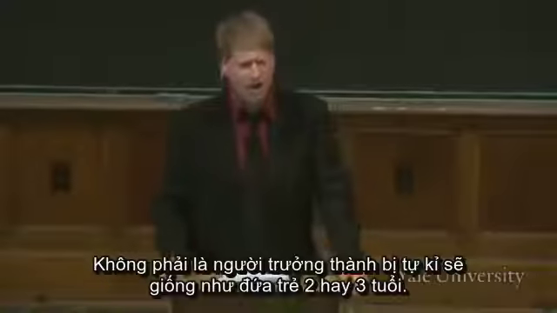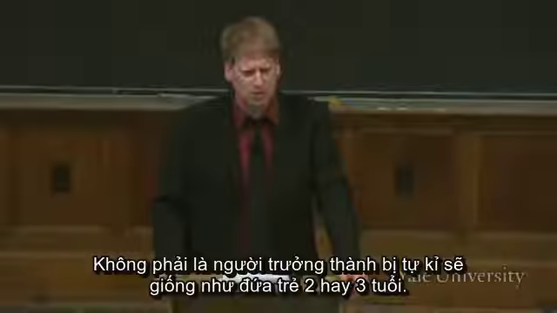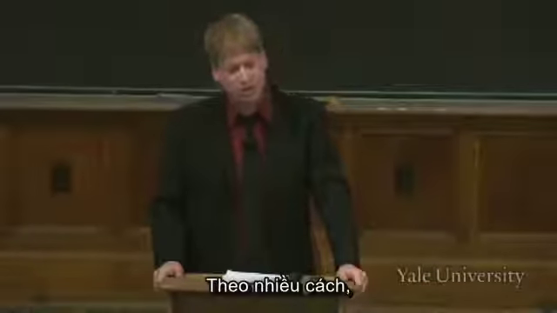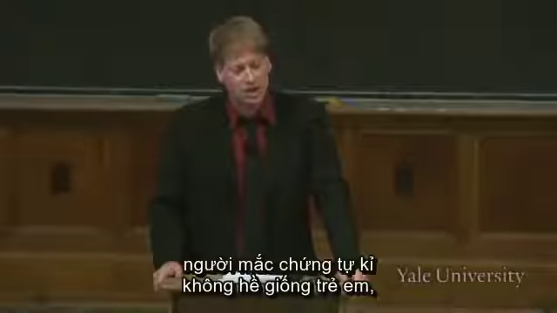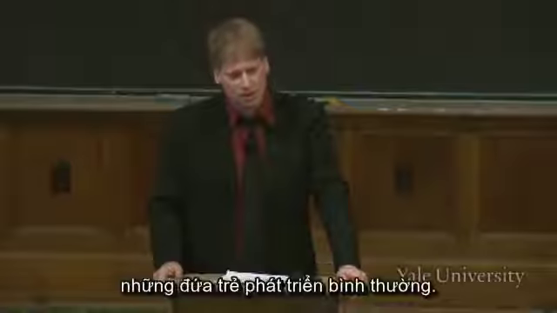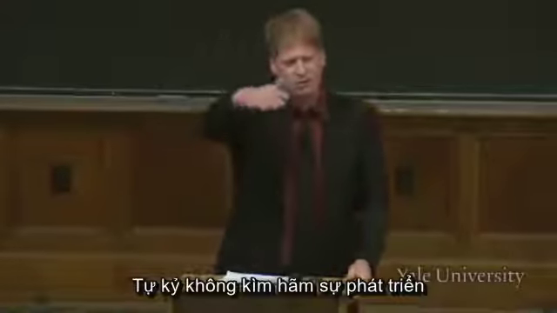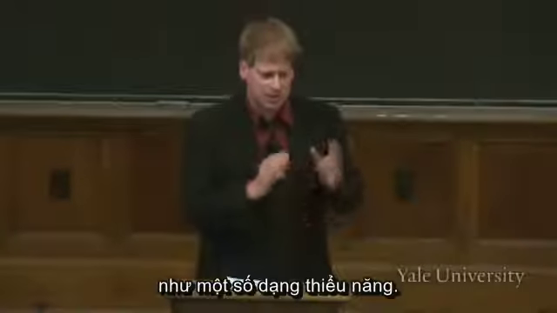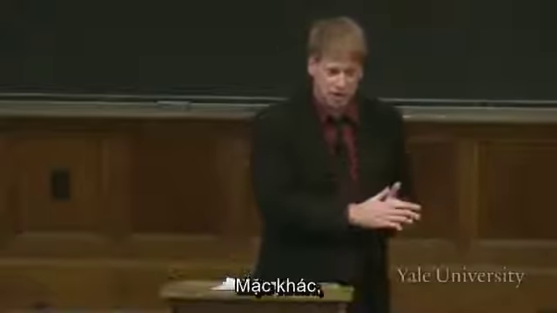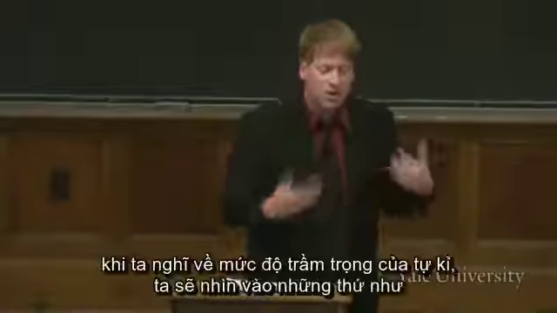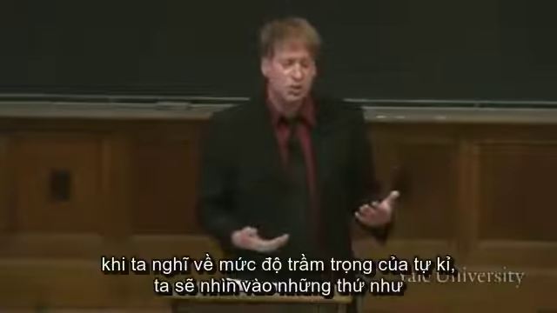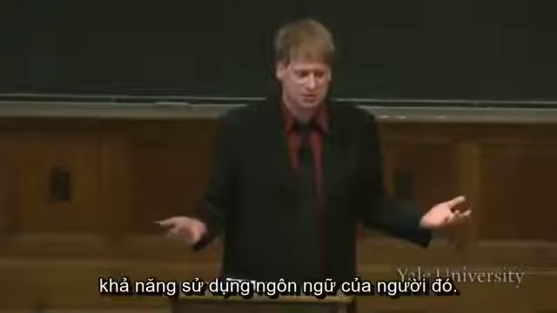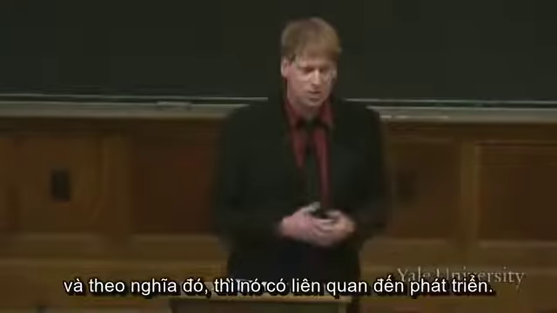So it's not like an adult with autism is like a 3-year-old or a 2-year-old. In some ways, somebody with autism isn't like any child at all, any normally developing child at all. So it's not really a developmental delay in the way that it might make sense to think about certain forms of retardation. On the other hand, when we think about how severe autism is, we do look at things like how much language does a person have. And in that sense, it is related to development.